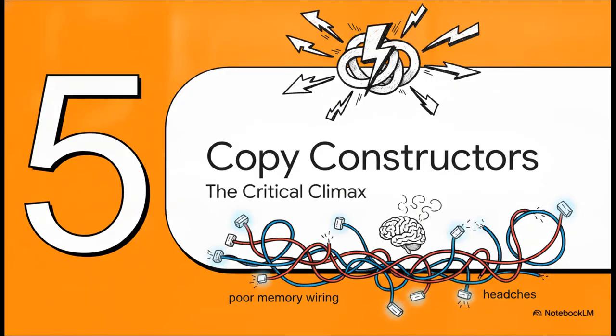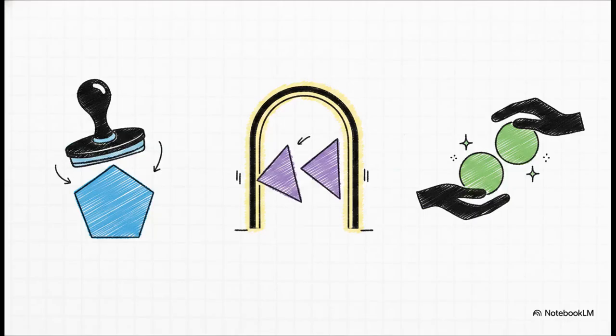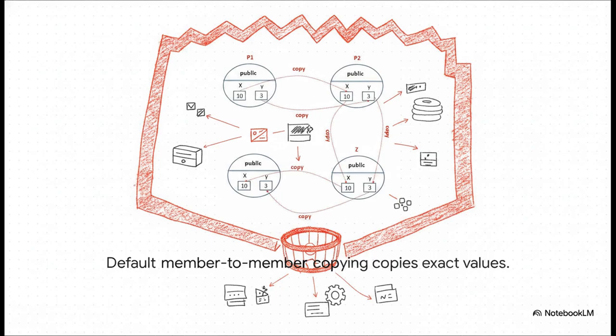Finally, section 5, demystifying copy constructors, the critical climax. The compiler tries to be super helpful here. It provides a default copy constructor that automatically triggers in 3 very specific situations to do a member-to-member copy. Whether you are initializing a new object with an old one, passing an object into a function by value, or returning one, the compiler steps in to just duplicate the data. Under the hood, this default copy takes the exact values of x and y, say 10 and 3, from our first object and wires them directly into our second object.